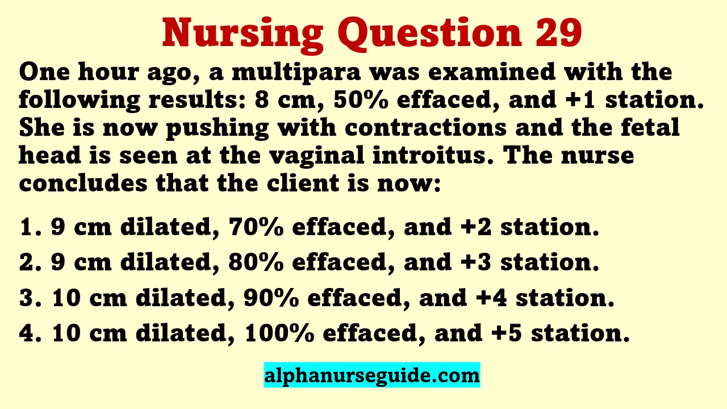10 centimeters dilated, 100% effaced, and plus 5 station. In options 1 and 2, this client is still in stage 1, which is when the cervix is not fully effaced or fully dilated, and the station is high. In option 3, although this client is fully dilated, the cervix is not fully effaced, and the baby has not descended far enough. In option 4, the cervix is fully dilated and fully effaced, and the baby is low enough to be seen through the vaginal introitus.